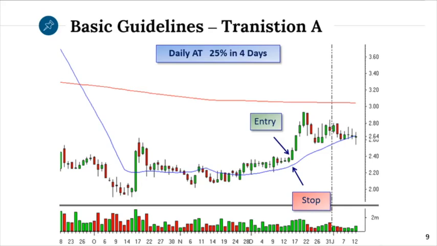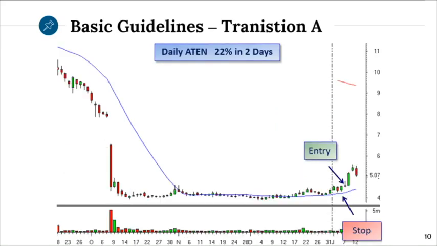Question: what time frame does this apply to? It applies to every time frame. Every time frame is the same, except that obviously the daily chart has gaps. That's the only exception, but all time frames are the same. Moving averages apply to all time frames the same way.